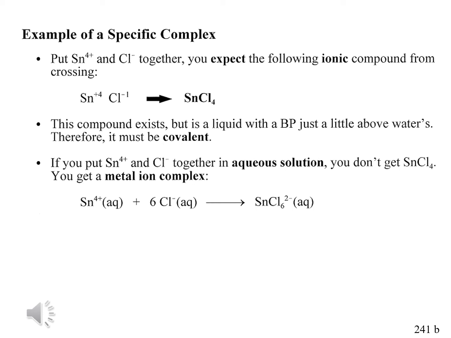And if you put tin(IV) and chloride together in water, they don't even make SnCl4. They make a complex where 6 chlorines combine with 1 tin to make a 2- ion, which is a complex. But if you look at the charges, they do add up because +4 - 6 does equal -2.